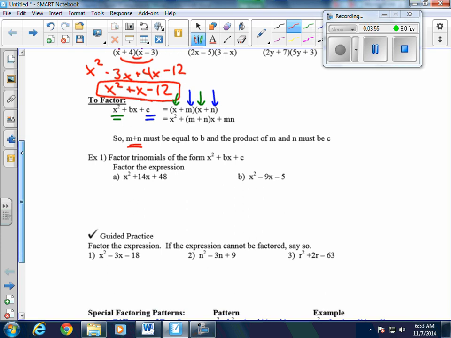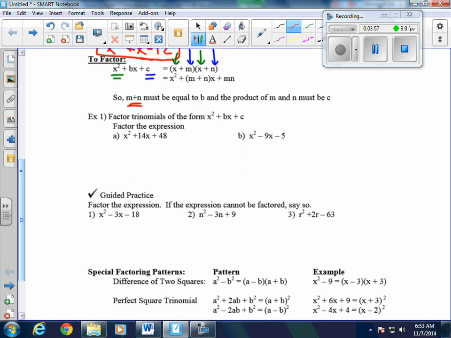So here's what we're going to do. We're going to start by looking at one of these. So we're going to take our x squared. Well, what are the factors that give us x squared? Well, it has to be x times x. Next, we're going to look at 48. What are the factors of 48? Well, we have 1 and 48, 2 and 24, 4 and 12, 6 and 8, 3 and 16.